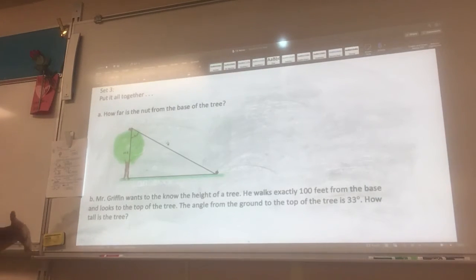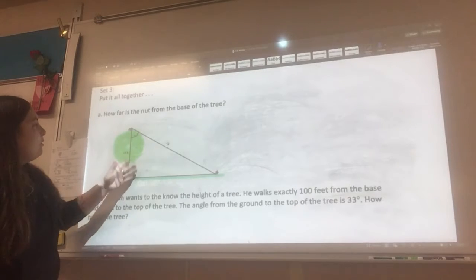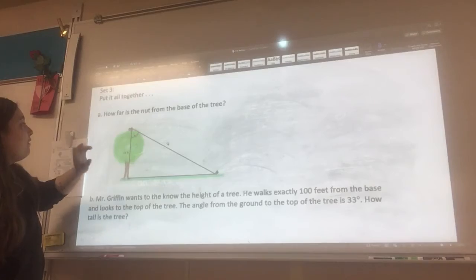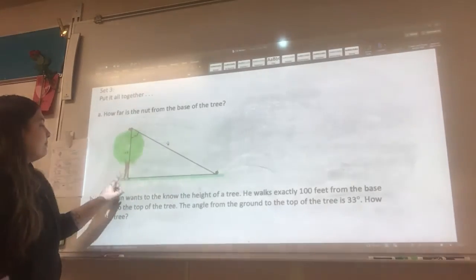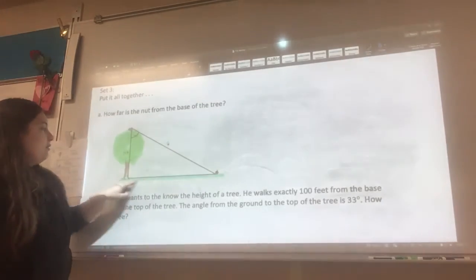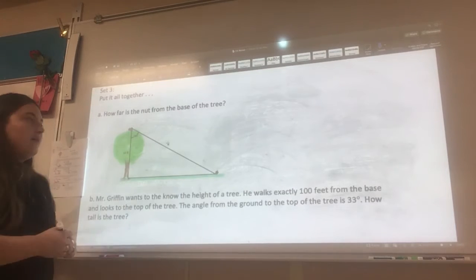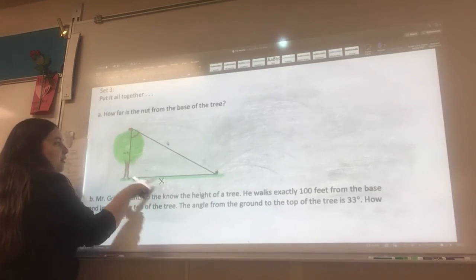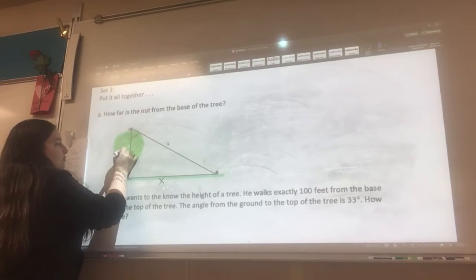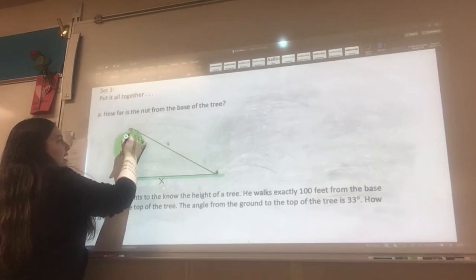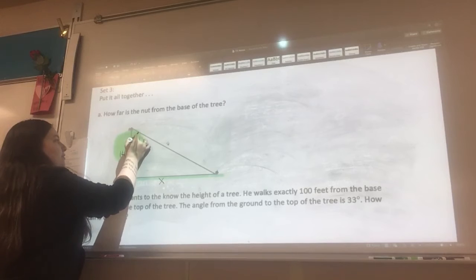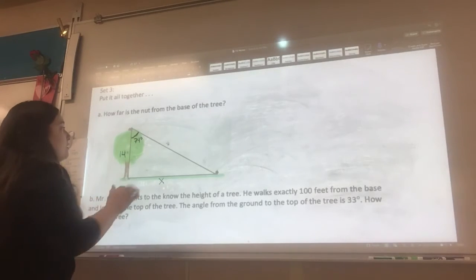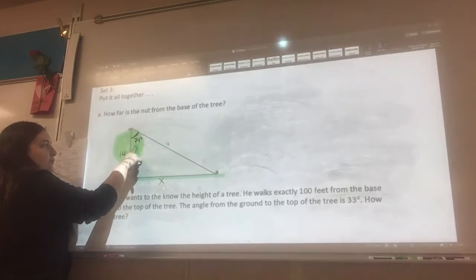So we're just looking at this lovely little picture. We have a tree, we have an acorn, and we got a little squirrel. And we're going to see how far the nut is from the base of the tree based off of the given information. So we are looking for how far away it is. We've been given that the tree is 14 feet tall, and this angle here is 74 degrees, which our squirrel is looking at the nut. So we're looking at this angle of 74.